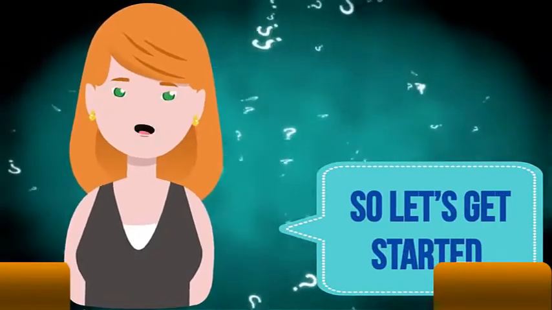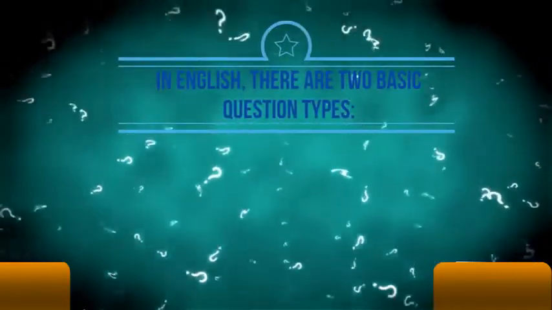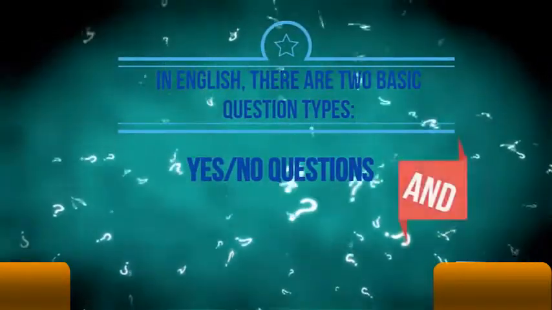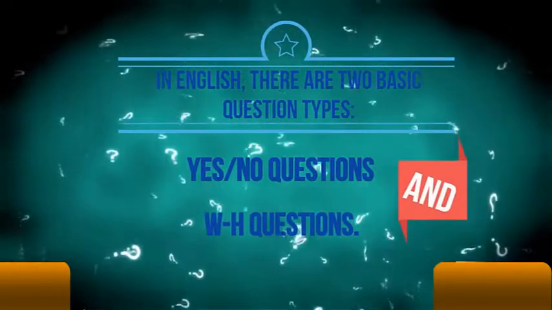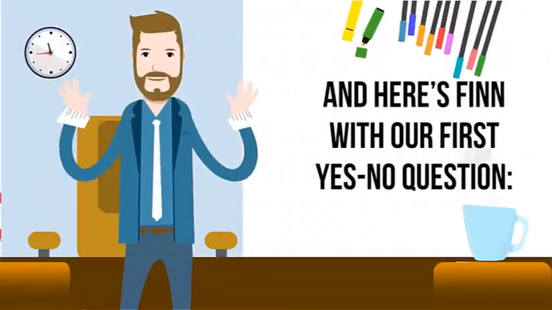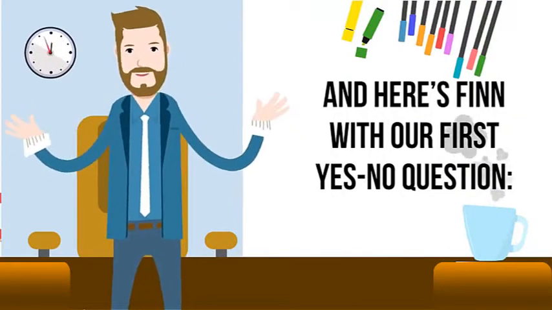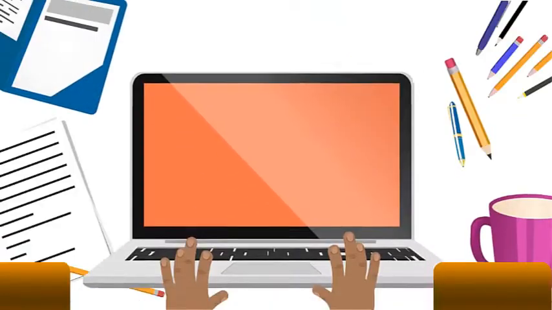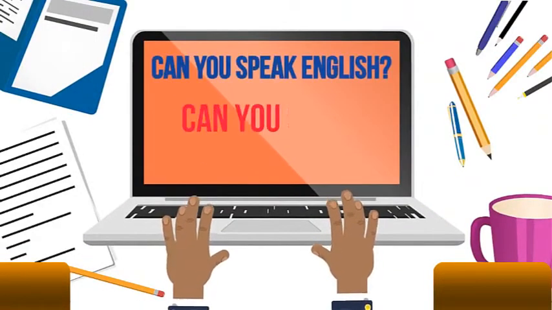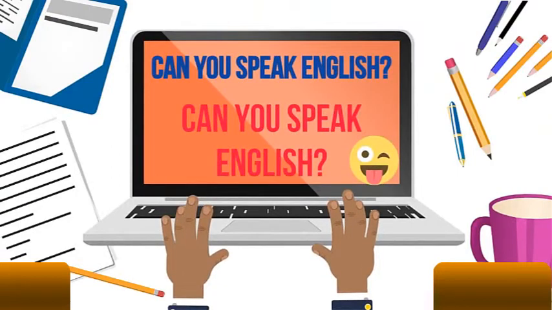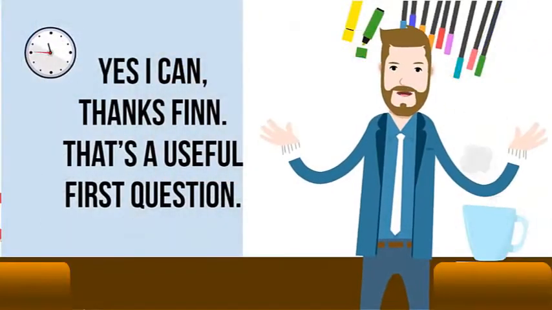So, let's get started. In English, there are two basic question types: yes-no questions and WH questions. And here's Finn with our first yes-no question. Can you speak English? Can you speak English? Yes, I can. Thank you, Finn. Great. That's a useful first question.